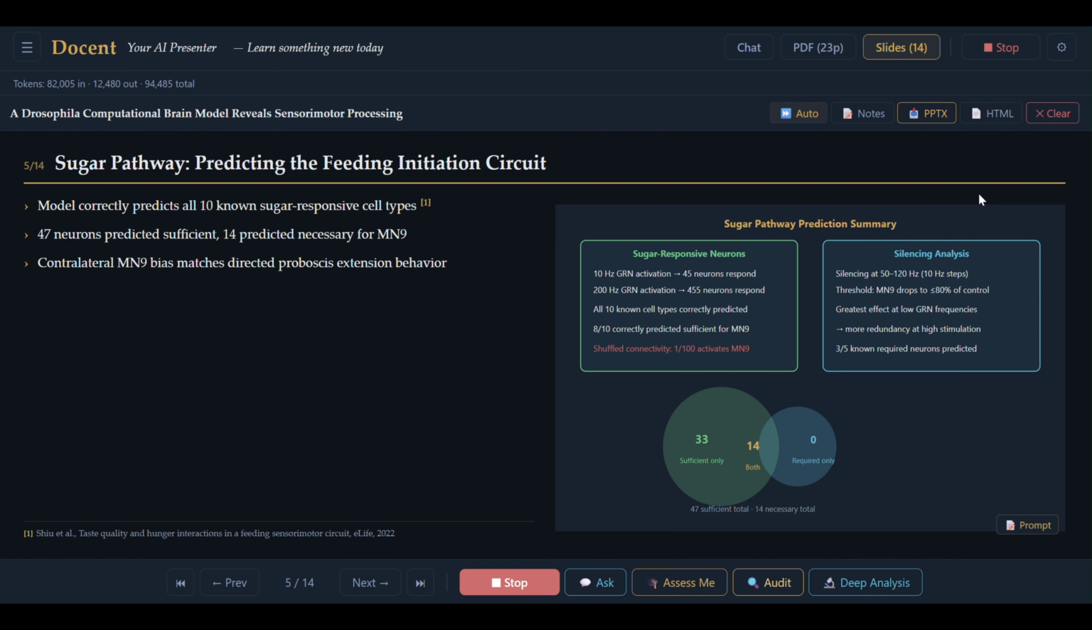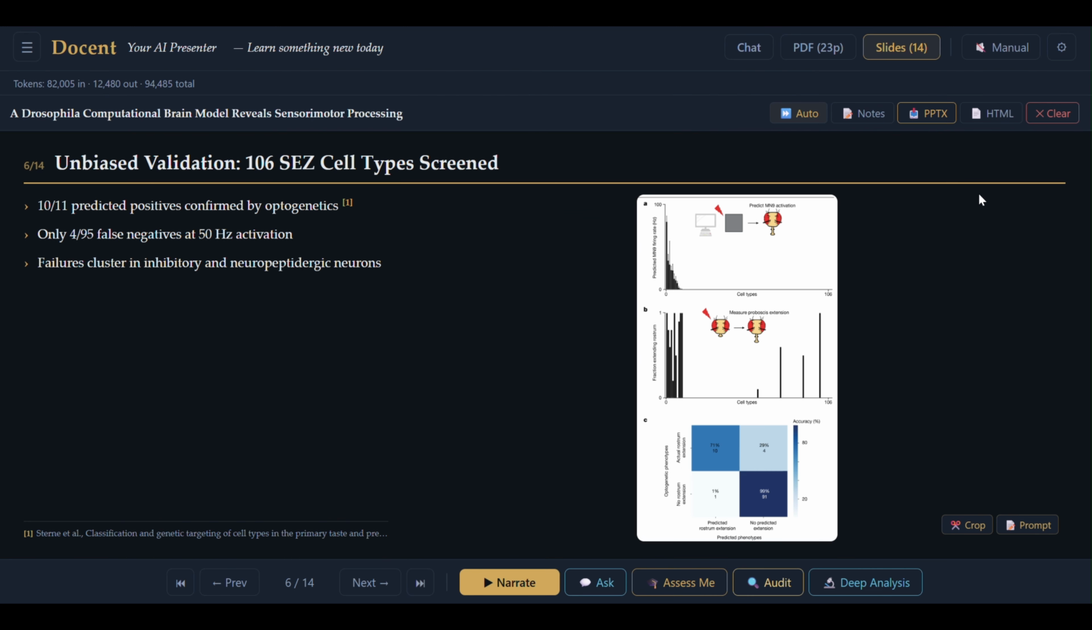The shuffled connectivity control is important. Only 1 of 100 shuffled connectomes activates MN9, showing the predictions depend on actual wiring. However, note the failure cases. Phantom is predicted as inhibitory, but experimentally activates MN9, likely through disinhibition the model cannot capture. A good question here: is the 0 Hz baseline a fatal flaw or a reasonable simplification?